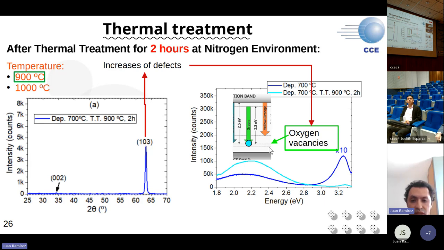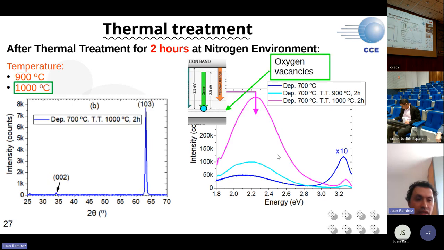And on the other hand, the photoluminescence is related with the defects. The defects in this case are oxygen vacancies. Oxygen vacancies are related with the photoluminescence spectra centered at two, three electron volts. And with the thermal treatment at 1000 Celsius degrees, we can see an increment of this non-basal plane. And this indicates an increment of the oxygen vacancies in the sample.